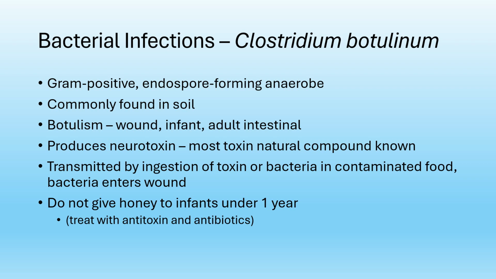It also produces a neurotoxin. The neurotoxin that is produced by Clostridium botulinum is the most toxic natural compound known to man. Just think about that for a sec. It's transmitted by ingestion of either the toxin or the bacteria in contaminated food, or as I said, the bacteria enters a wound. In terms of prevention, do not give honey to infants under 1 year of age. That will prevent infant botulism. Heat your food up. Once again, don't buy a bulging can. If someone has botulism, you can treat it with antitoxin. There are some antibiotics you can also use to treat as well.